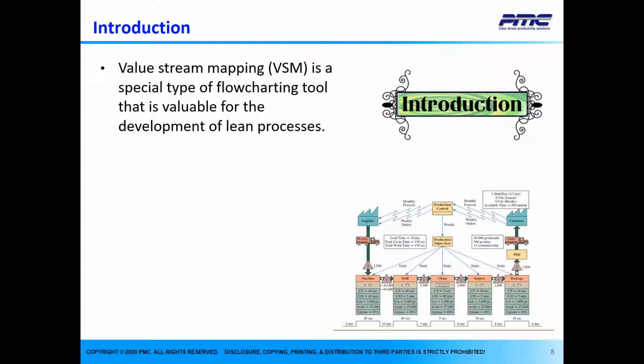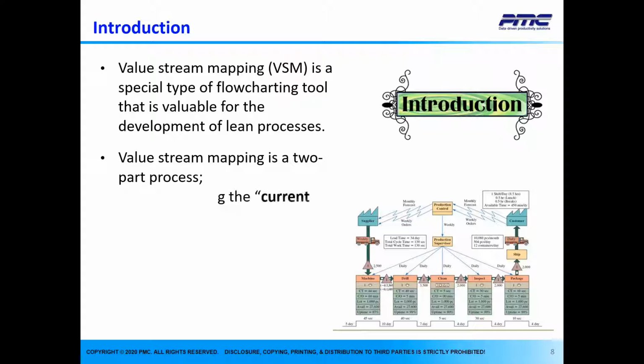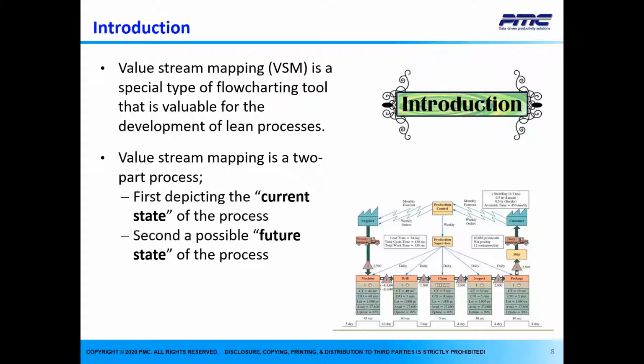It is a special type of flow charting tool that is valuable for the development of lean processes. Again, this may be different depending on where you're applying VSM, but most commonly we use a two-part process: the current state of the process and the possible future state of the process.